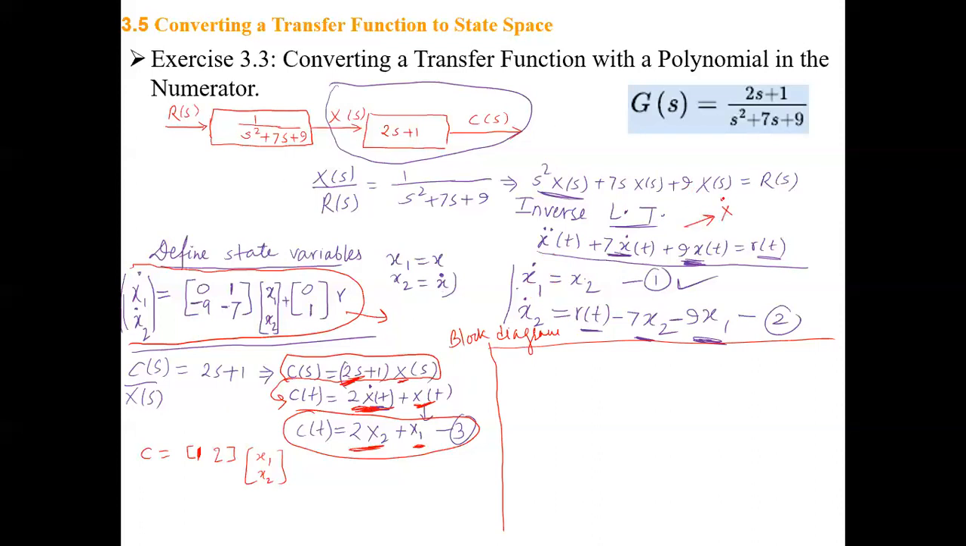What is your X double dot? X double dot equals R minus 9X. Let's do the bigger one first. Minus 7X dot, then minus 9X, right? Okay. So you have to add all these three right here. This is the adding junction, right? So what are you going to add? You are going to add R, right? This is R. This guy is done.